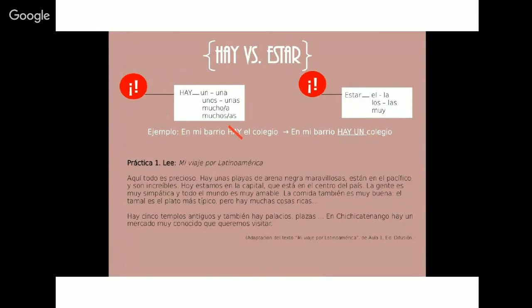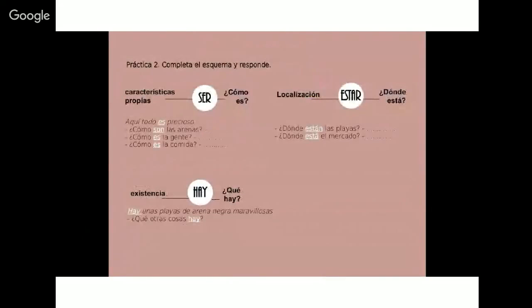Difficult to say, right? Easy. Fácil. Muy bien. Ok, la siguiente.